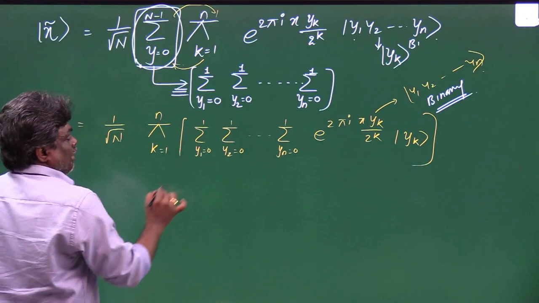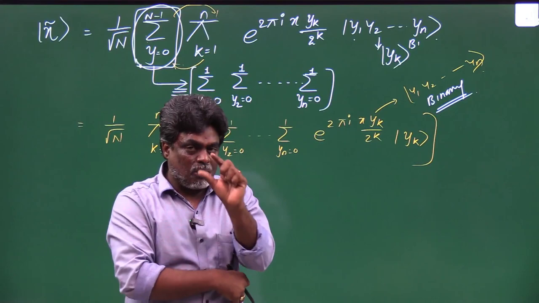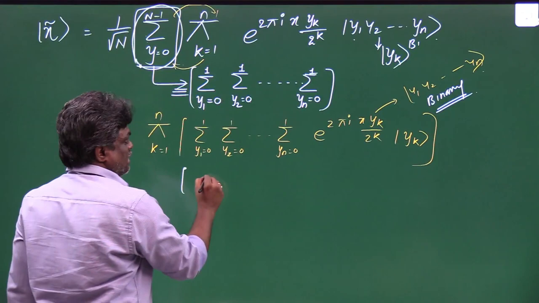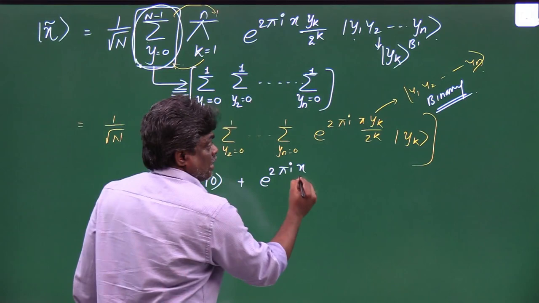Okay, now see. First let me take this expansion. Now first I am taking y1, I mean the first bit. For the first bit I am checking y1. It will be 0 or 1. If you substitute 0, what you will get, sir? 1. Plus, if you substitute 1, what you will get, sir? E raised to 2 pi i x. So it will be 1 plus that. It will be?